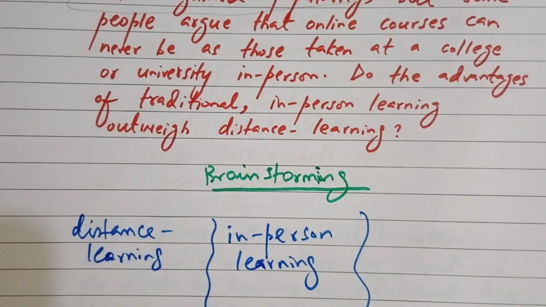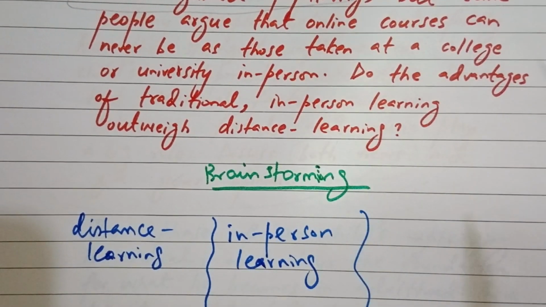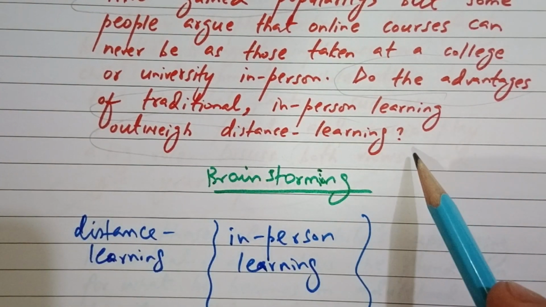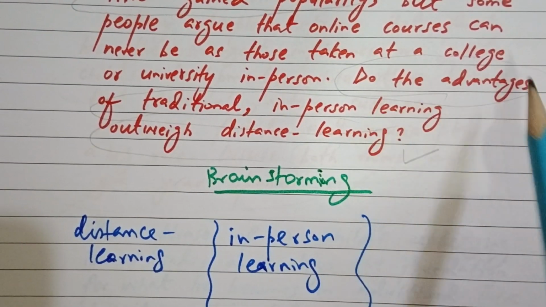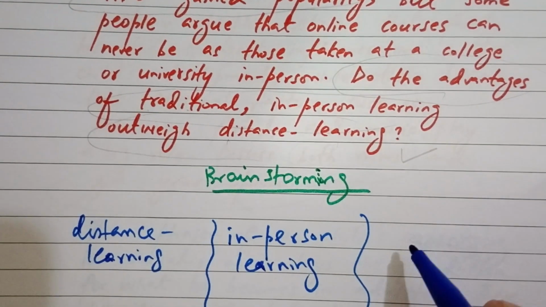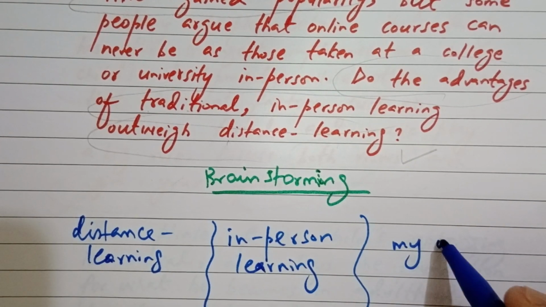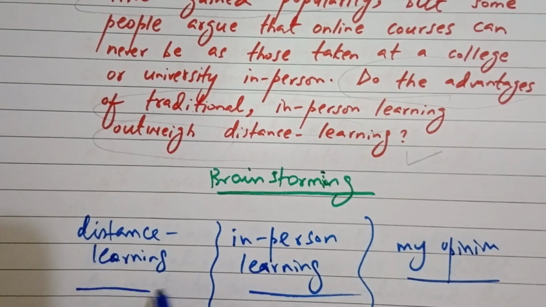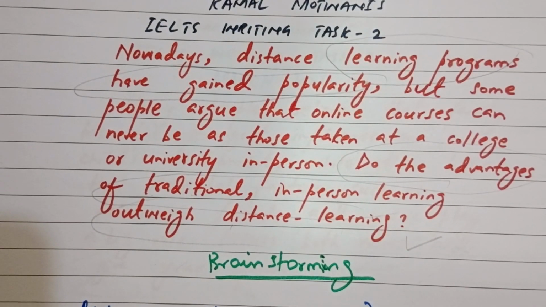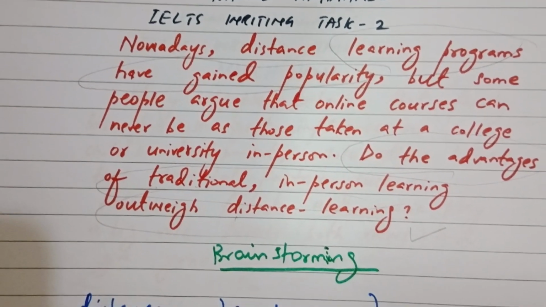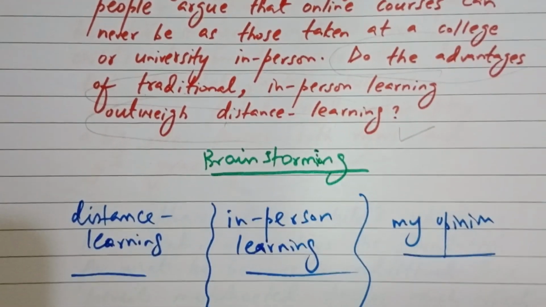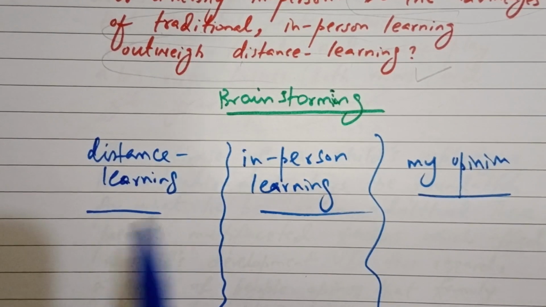Now here comes the major task. Actually this IELTS writing task 2 is all about this statement which the examiner demands from you. This is the opinion-based IELTS writing task. It says, do the advantages of traditional in-person learning outweigh distance learning? So here I have to write my opinion. Now, this is the rough work which you have to do in the examination hall on a rough sheet. As soon as you look at the statement that has been given to you by the examiner, you should immediately start brainstorming. Okay, so let's see what we can write in favor of distance learning.